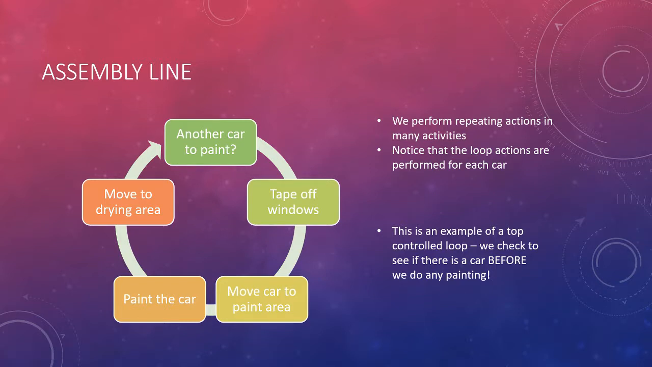Now this loop is considered top controlled because we checked to see if there was a car to paint before we started painting a car, which seems like a good thing to do, but sometimes we don't need to do that. Now, a top-controlled loop is pretty standard, and an assembly line gives us a really good example of a looping structure in practice.